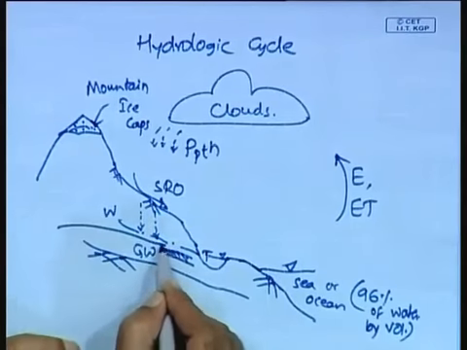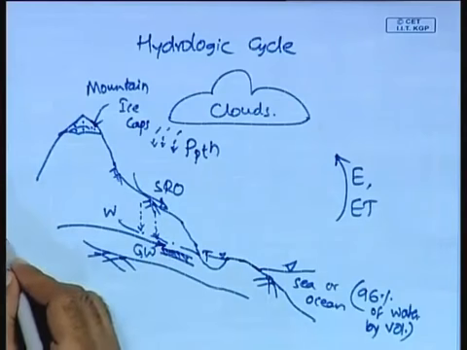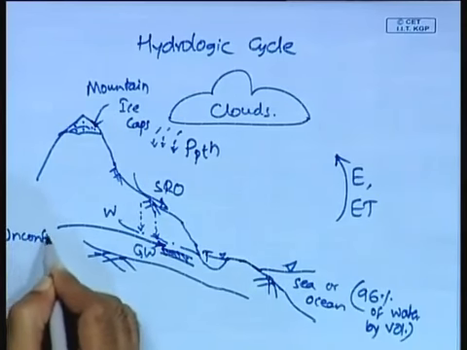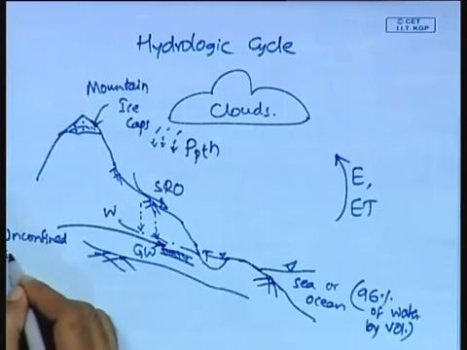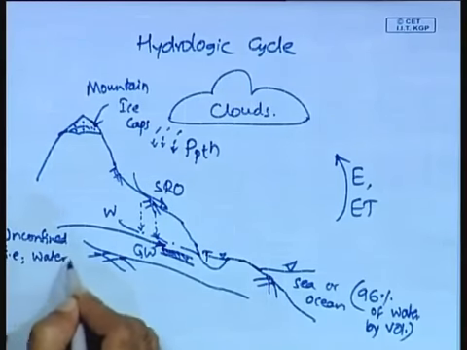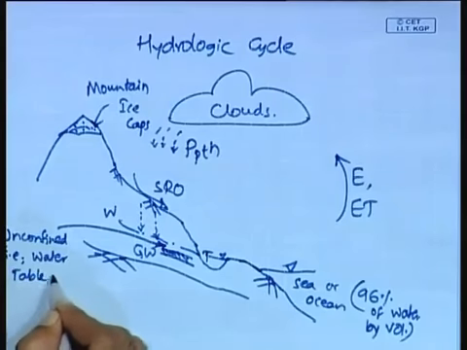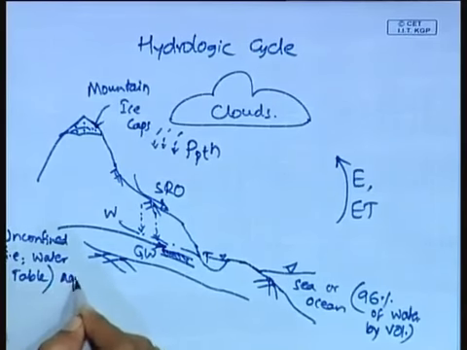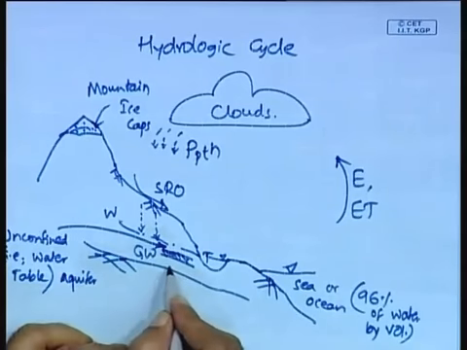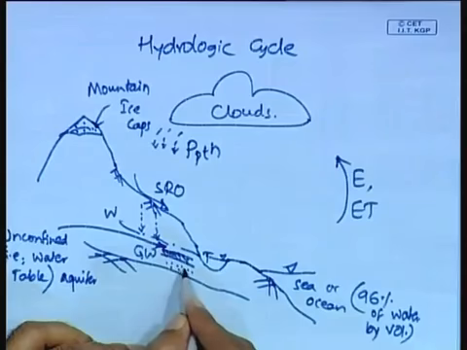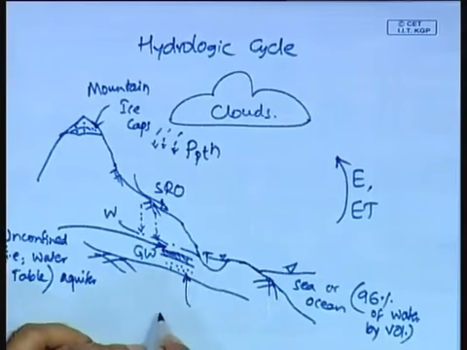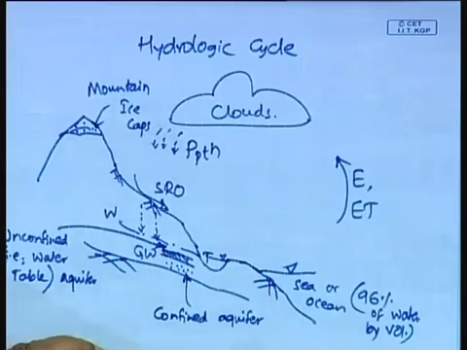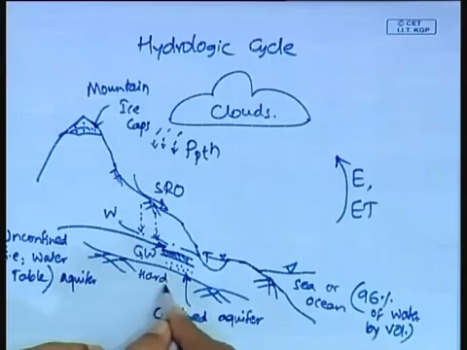So here, this is the unconfined aquifer, that is the water table aquifer, at the top. Just schematically I am showing this. And this is the confined aquifer at the bottom, below that. And this is the hard rock here.